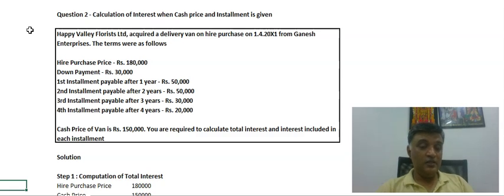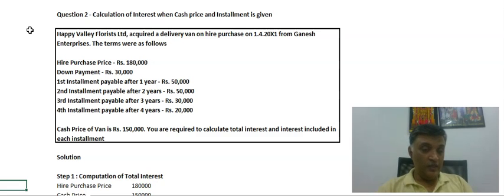But the challenge is the second part. How to determine the interest which is included in each installment. In all the earlier problems, the rate of interest was given to you, 10% per annum. Right? Some data was given to you, but in this case, there is no information on the rate of interest, which means you need to find out the rate of interest.